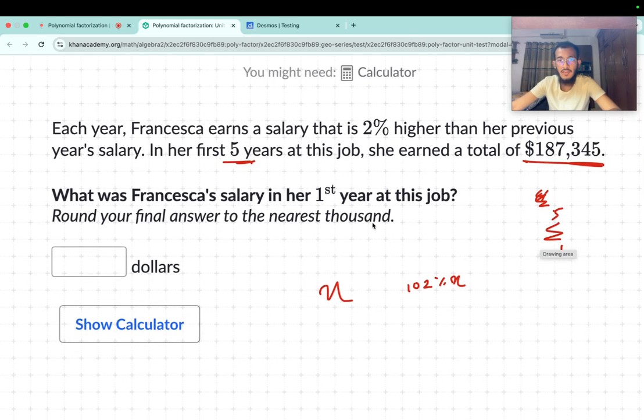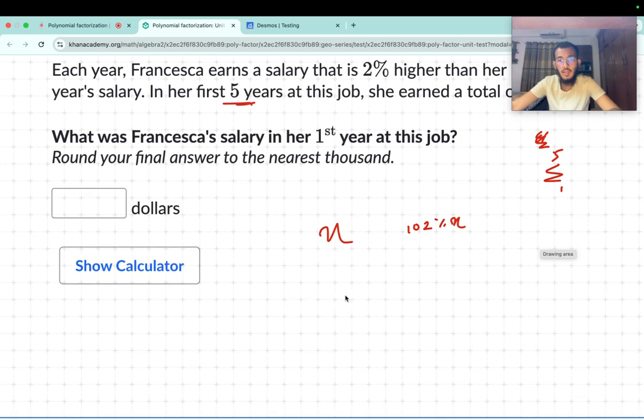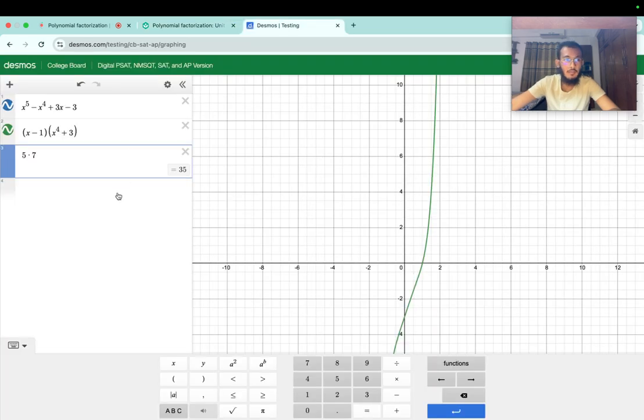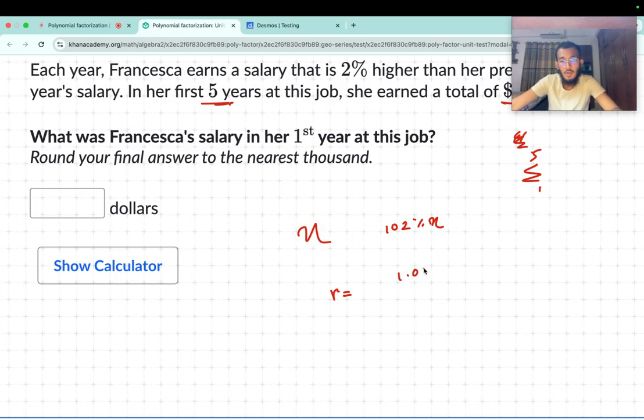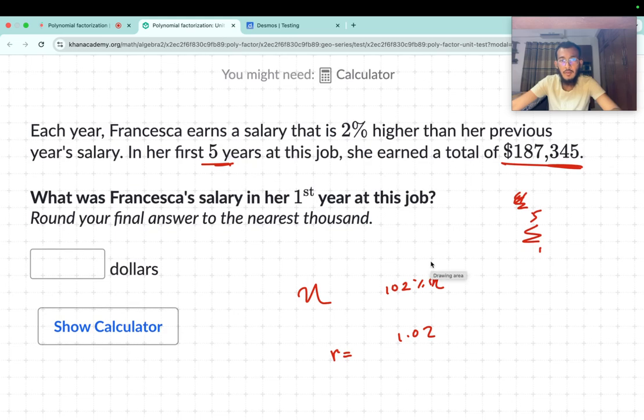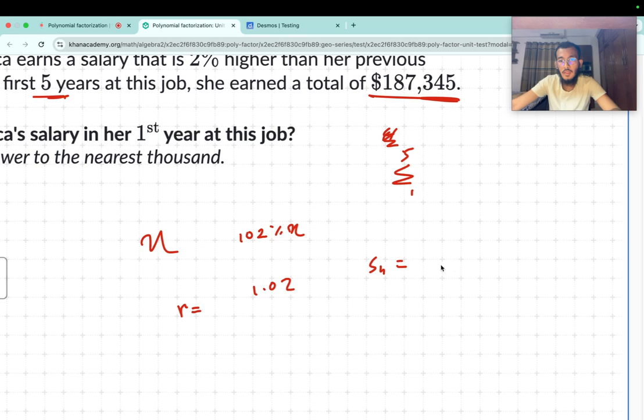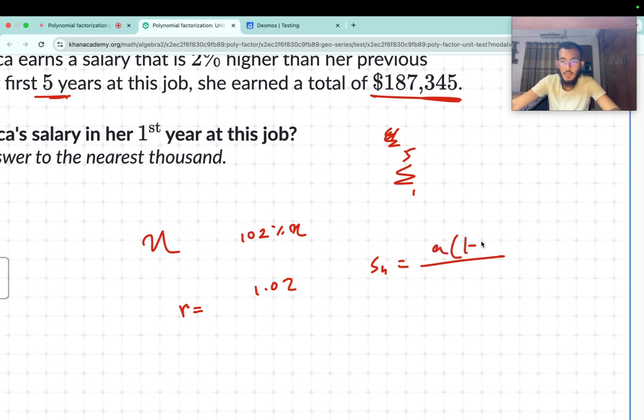Well, this is a geometric progression, and we know that the common ratio is 102% divided by 100, which is 1.02, because it is 2% higher than her previous year's salary. So the formula for the first 5 terms is Sn equals a times 1 minus r to the power n over 1 minus r. The first term is what we don't know, so we let that be x.